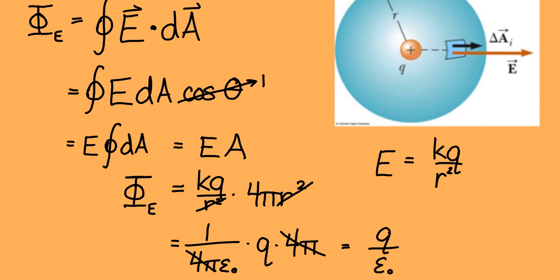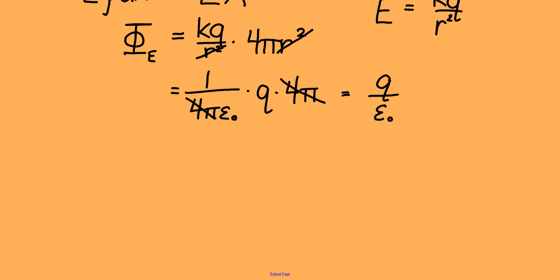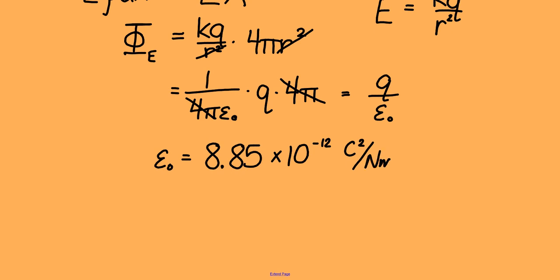And so we find that my electric flux here is equal to Q divided by epsilon naught. Now that's a pretty simple expression. It's really nice. And just a reminder, epsilon naught is a constant. You can find it on your equation sheet, but just so that you have it in your notes, it's equal to 8.85 times 10 to the negative 12th. And its units are basically opposite that of k, since it's in the denominator. So it's Coulomb squared per Newton meter squared.